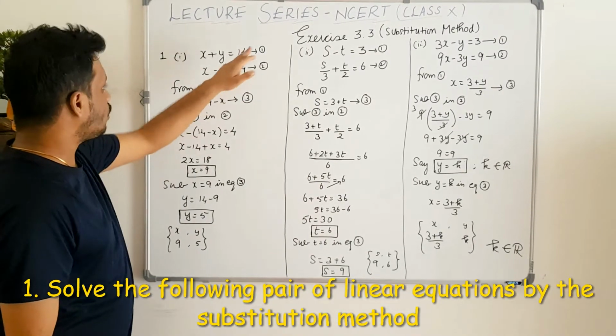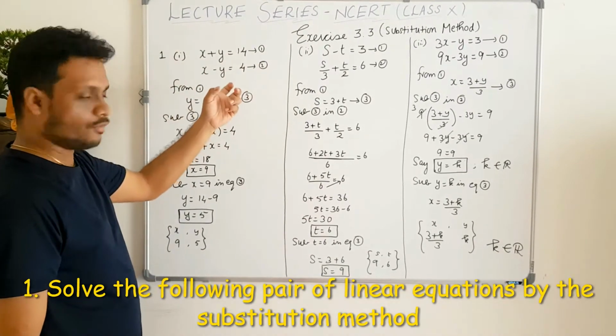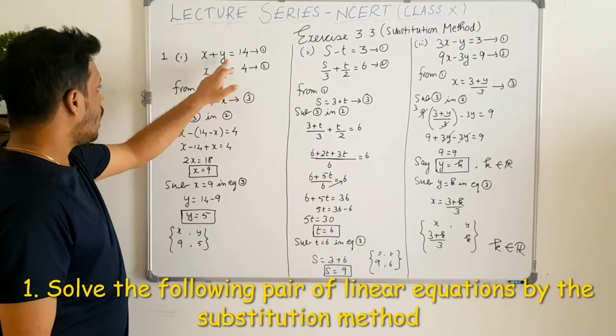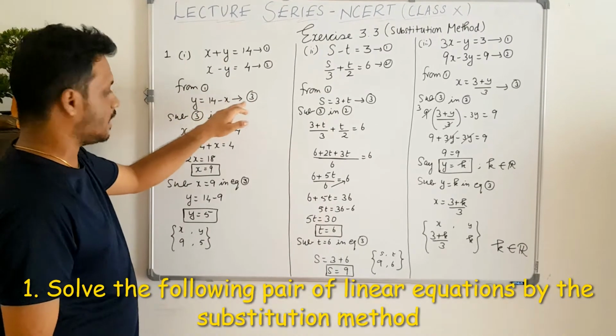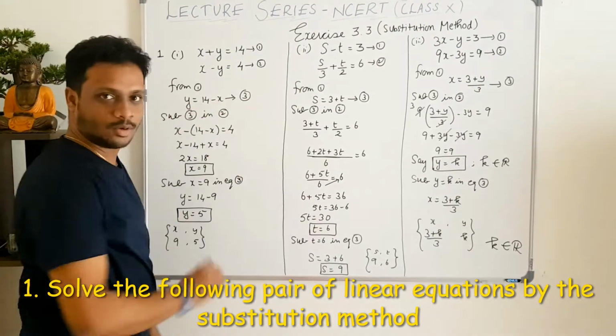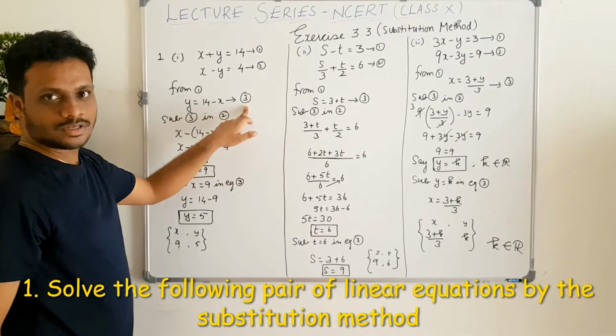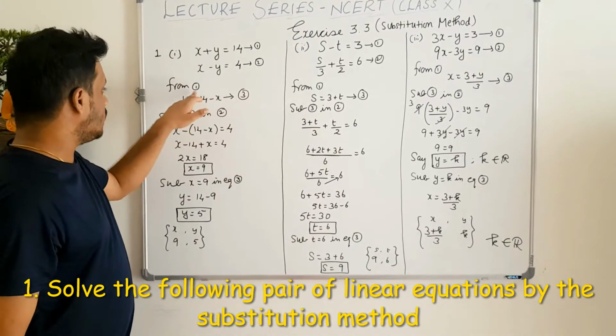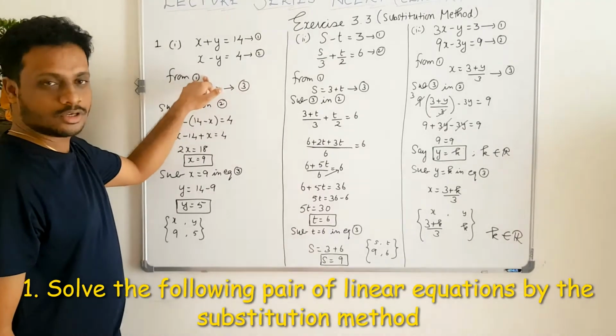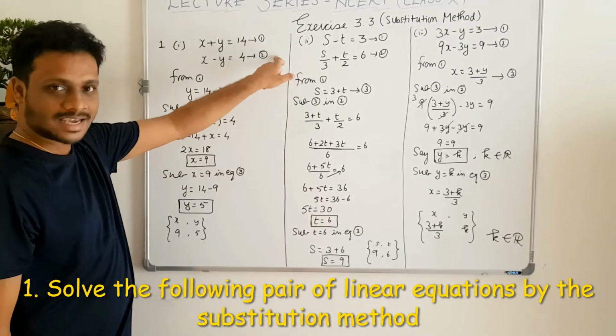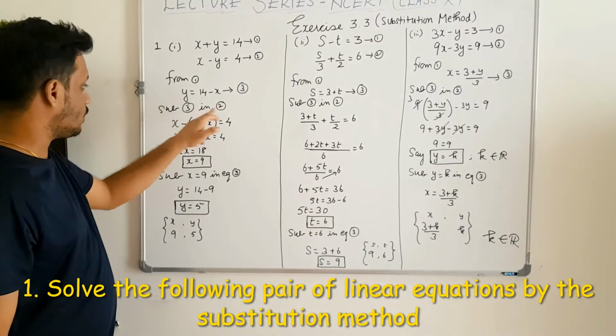From the first equation or the second equation, you can pick any one of them. So here I have taken equation 1 and from that I have got y is equal to 14 minus x and I make this a new third equation. Once I obtain the third equation, I already told you, if you are obtaining this third equation from the first equation, you are supposed to substitute this third equation in the second equation. So I am substituting this third equation in 2.